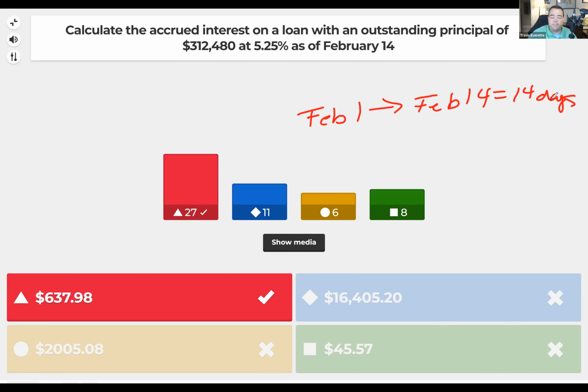So it really just becomes the same question we just did. Okay, our loan balance is $312,480 times an annual interest rate of 5.25%.